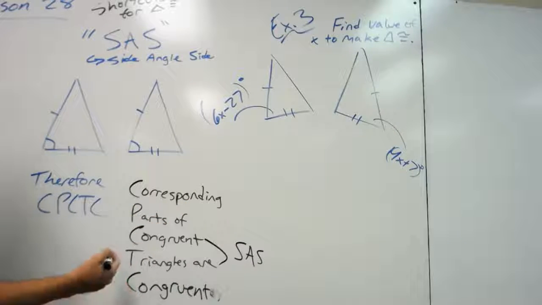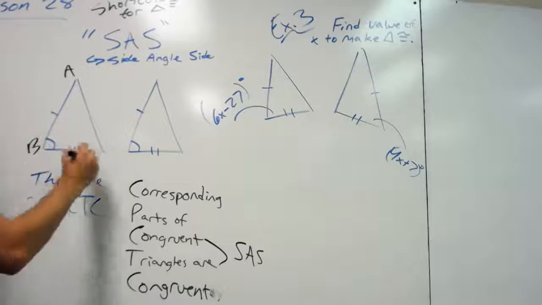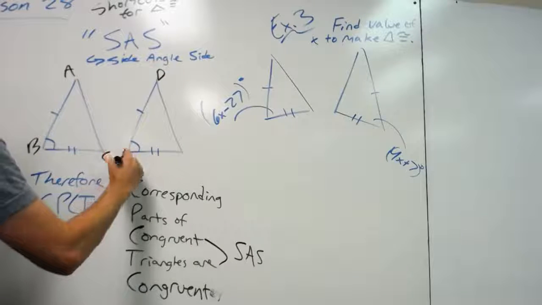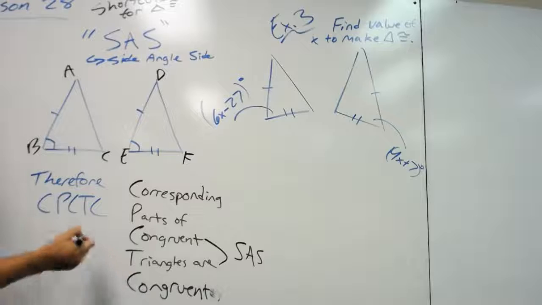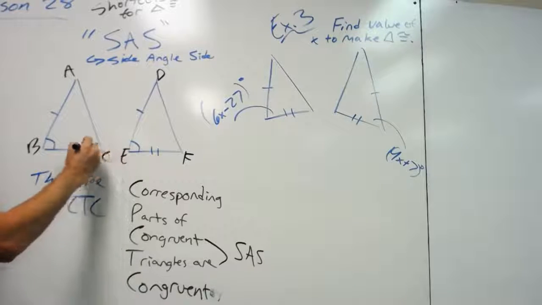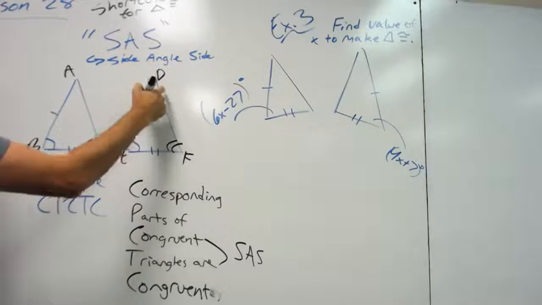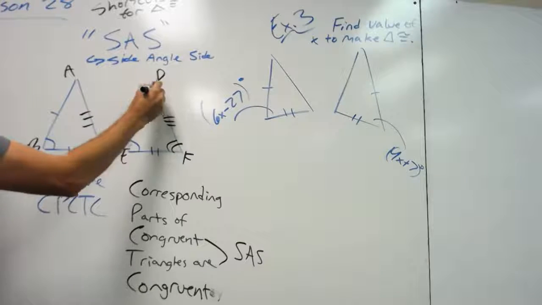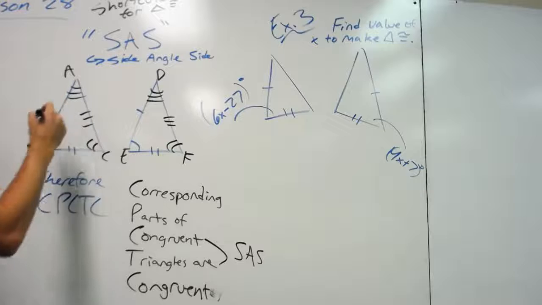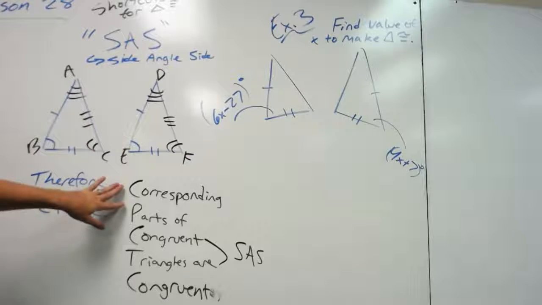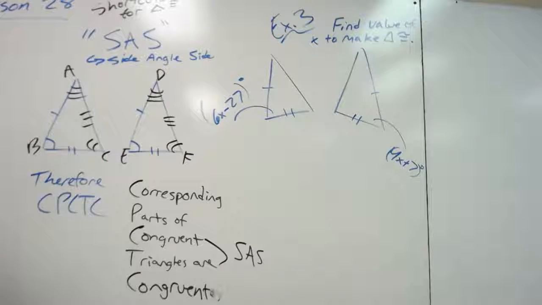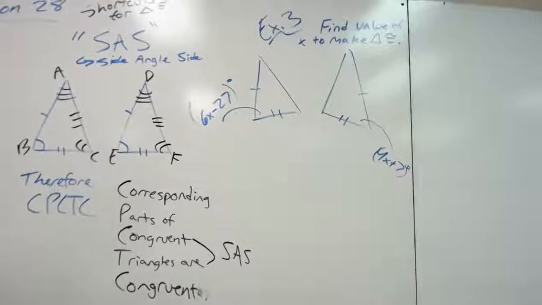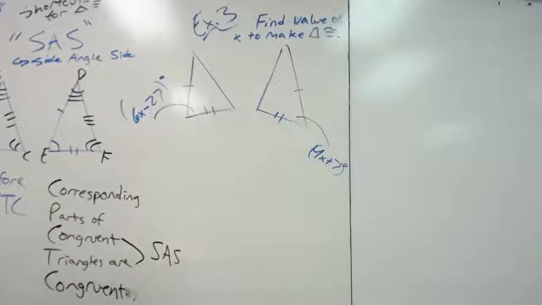What are corresponding parts? Let's call this A, B, C, D, E, F. Well, therefore, angle C and F are congruent. Side DF is congruent to side AC, and D is congruent to A. So now all of our corresponding parts in these triangles are congruent because of side angle side. So let's just look at one example of how this might be put into a math equation.